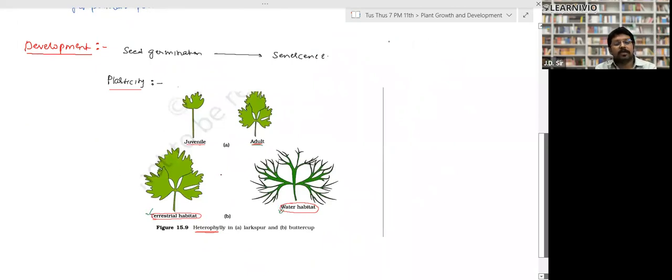Development is nothing but the complete life history from seed germination to senescence, right? That is called development. Senescence means death. So the complete life history from the start to the end is called development, right? So please note it down.